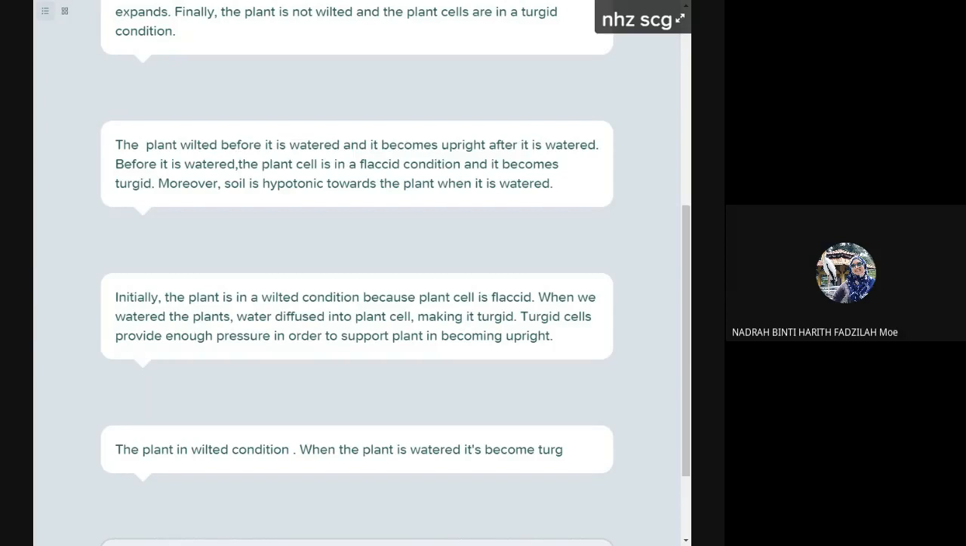Okay, Sarah punya idea pula. Ini kamu ambil dari textbook ke? When the plant is watered, the plant cells regain their turgidity. Ambil dari textbook ke? Saya ya Sarah? Ya ke? Oh, sebab itulah ayat korang sama.